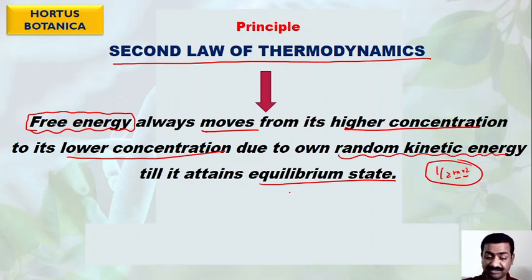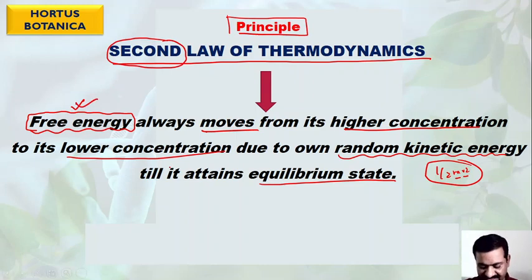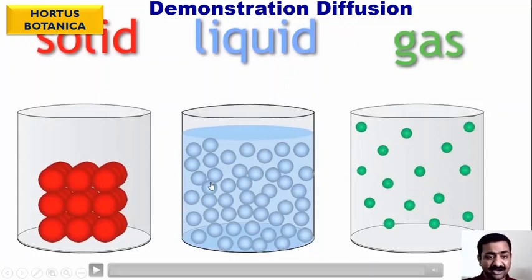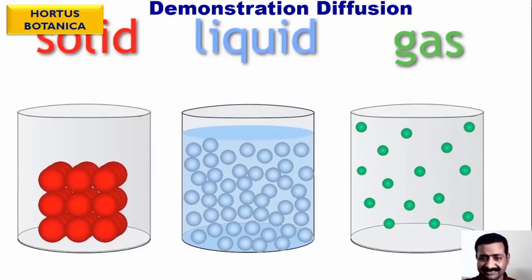So a question may come to you that this diffusion is based on the principle of thermodynamics. Which principle? Yes, the second law of thermodynamics, where we study the free energy, how the free energy is involved, isn't it? So I want to show you a demonstration of diffusion in all three states, how it is very fast in gas, then in liquid, and then very slow in the solid one. Okay, so have a look.